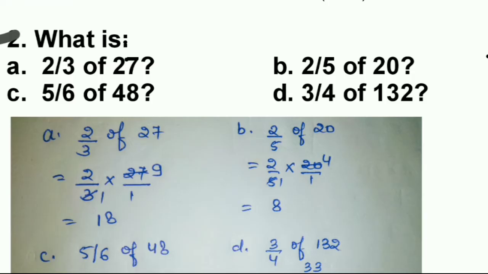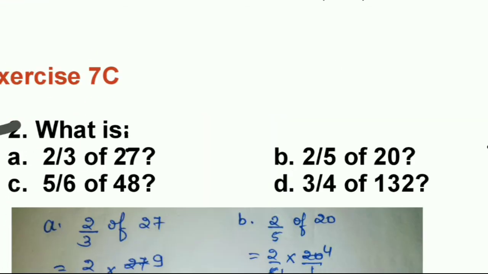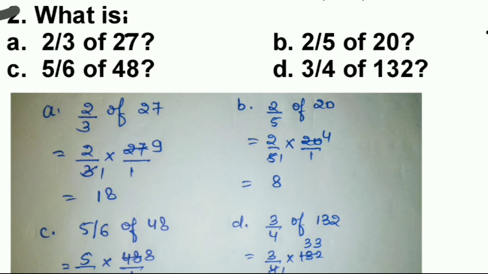First question, what is 2 by 3 of 27? So I have solved here. 2 by 3 of 27 is what? 2 upon 3 multiplied by 27. 3 ones are 3, 3 nines are 27. So 2 nines are 18. So 2 by 3 of 27 is 18.